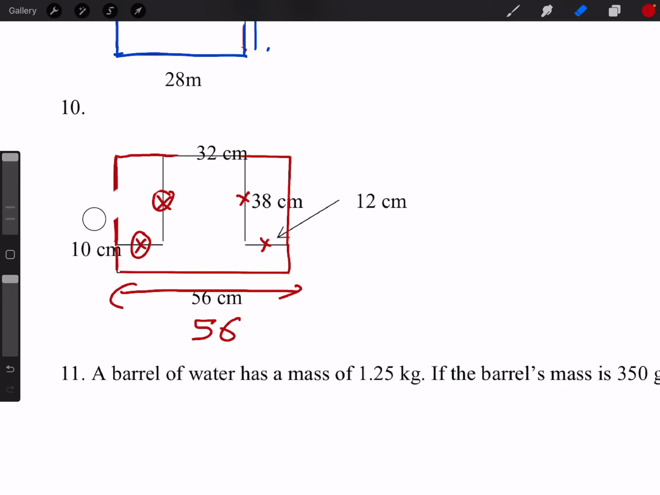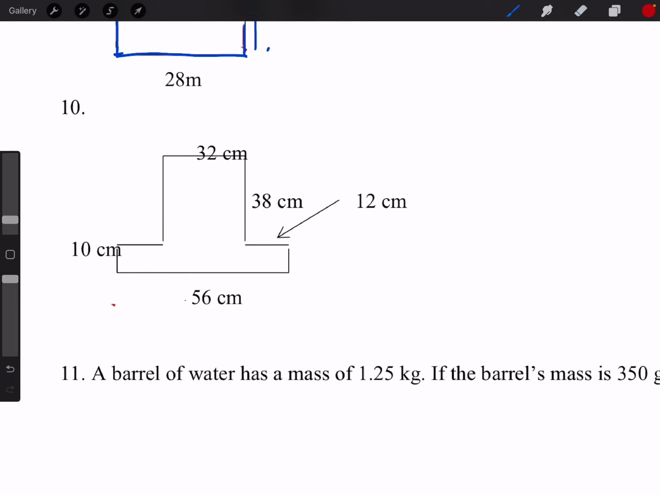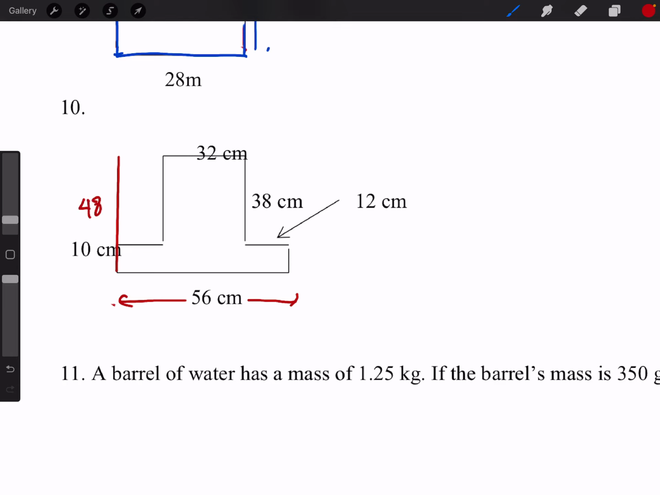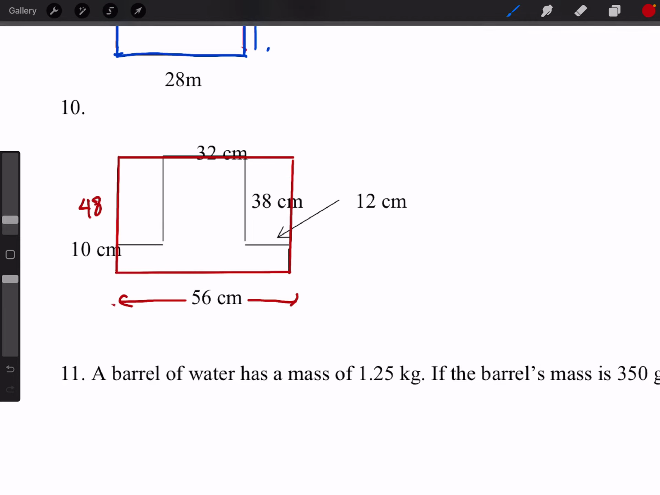Okay, so let me rub it out because it's a bit confusing here. Too many numbers and stuff. So this one is 56. This is 10. And this is 38. 10 plus 38 is 48. So from here to here should be 48. Alright, so you have a rectangle that's 56 by 48. If you find the perimeter of this rectangle, it's the same as finding the perimeter of that shape there.